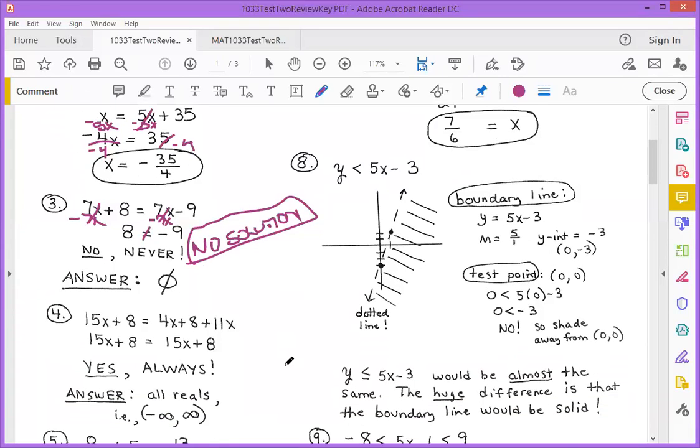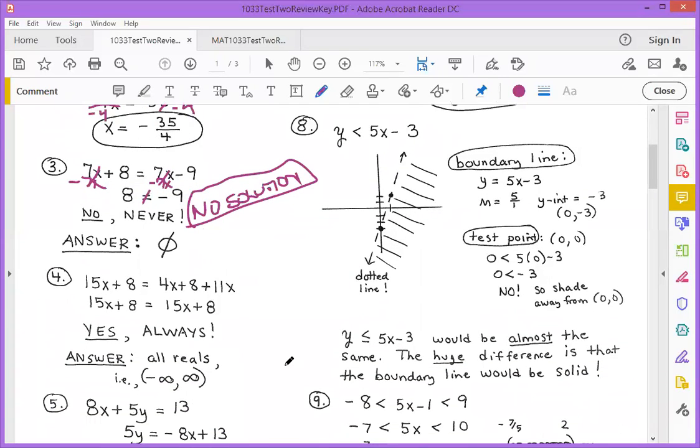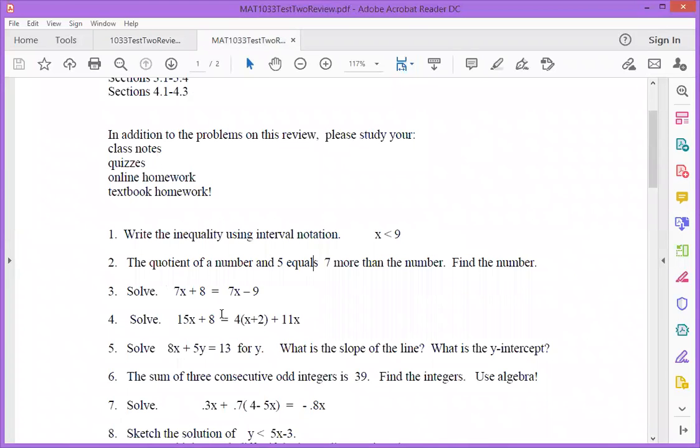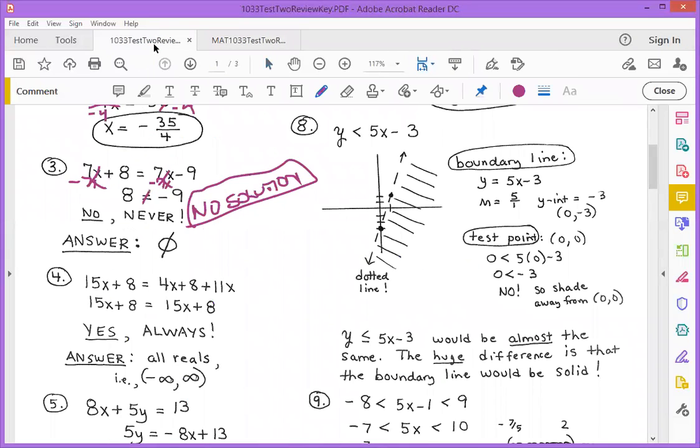And then we're solving for number 4. We have 15x plus 8 equals 4x plus 8 plus 11x. We were given that equation. We had to distribute 4 times x and 4 times that 2, right? We'll combine like terms.